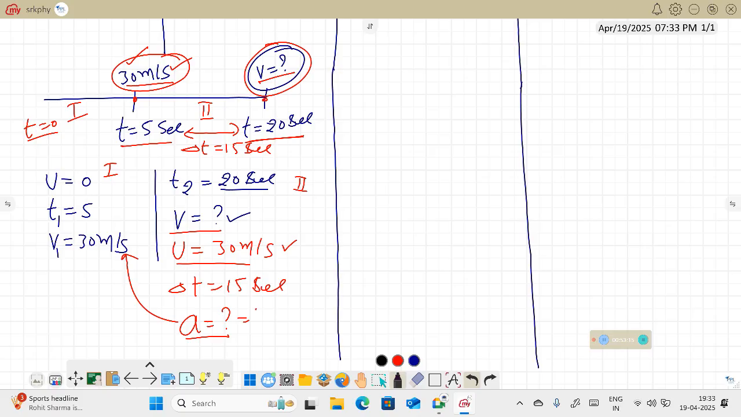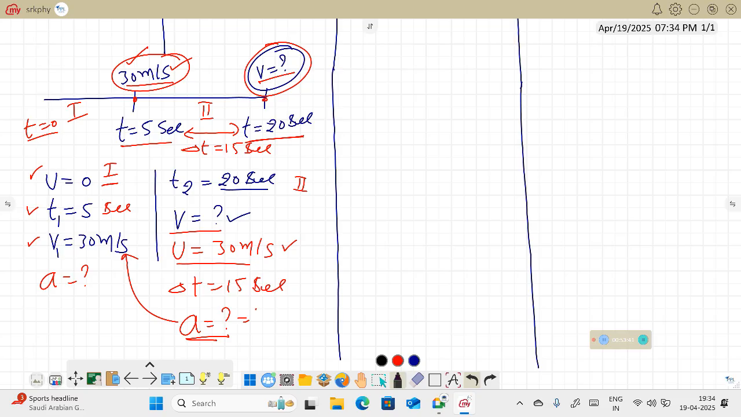How to calculate? Or otherwise second also you can calculate. They are asking v, right? Here two unknowns are there, a and v. So calculate the acceleration from the first. What is first? u is given, v is given, time is also given, 5 seconds. They are asking a. a is equal to how much?